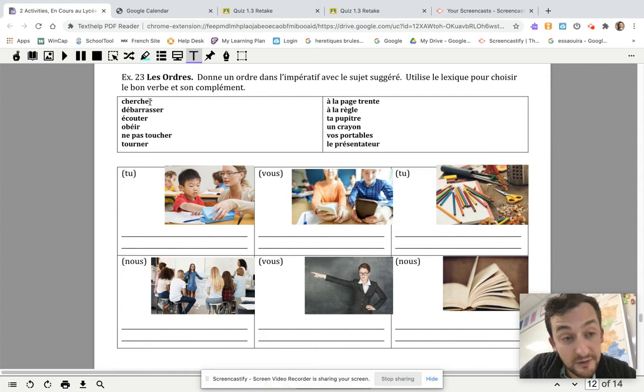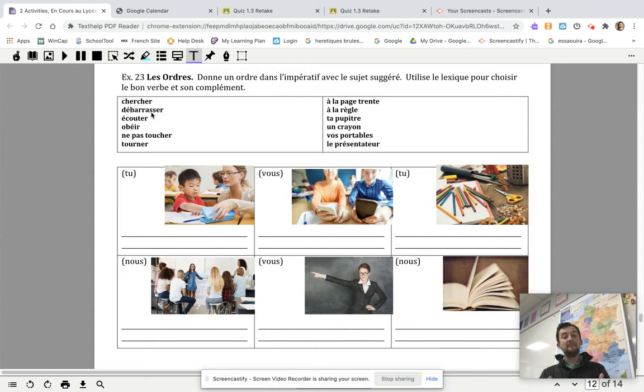I see cherche, you could say look for your pencil, look for a pencil. Débarrasse means to clear off. I know that they gave that as a command in the junior high. So if you don't remember that, débarrasser means to clear off, like clear off your desk. Écoutez, listen to your pencil. No, obey your pencil. Don't touch your pencil would seem like a bizarre command for her to give. And turn your pencil. Okay, so that doesn't make sense.